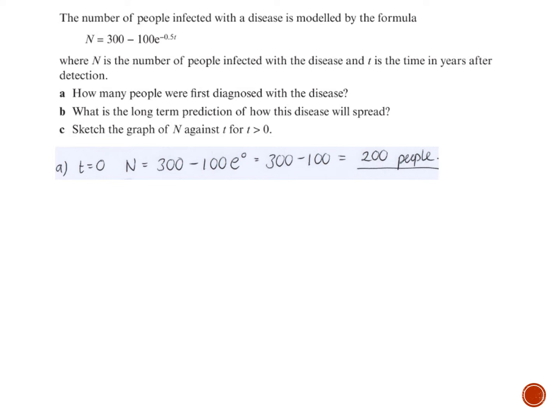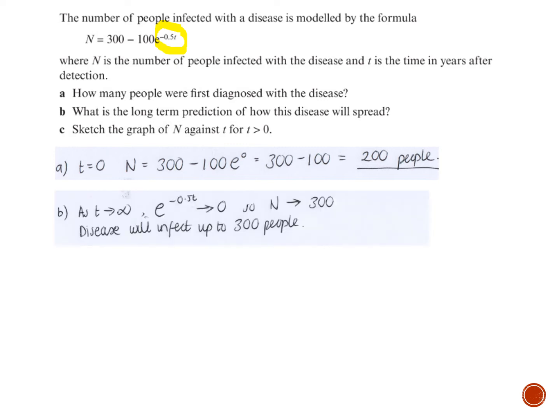Then it says, what's the long-term prediction of how this disease will spread? So t represents the time in years. So if you're talking long term, then what you're thinking is what's going to happen as t gets bigger, or as t approaches infinity. So as t gets very, very big, this part up here is going to end up as e to the minus a very, very big number. Now remember, a negative power means 1 over, so that's going to be 1 over a very, very big number. So that is going to then approach 0.